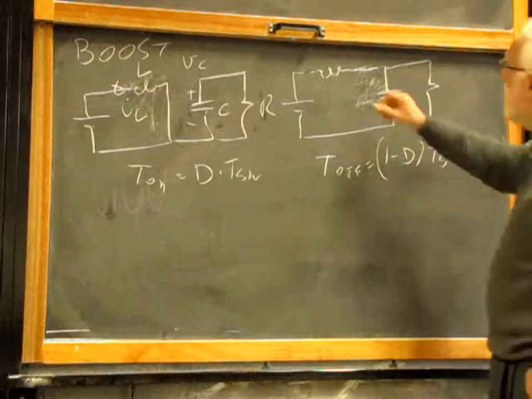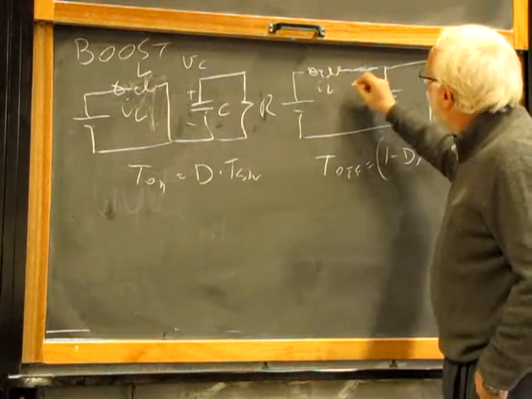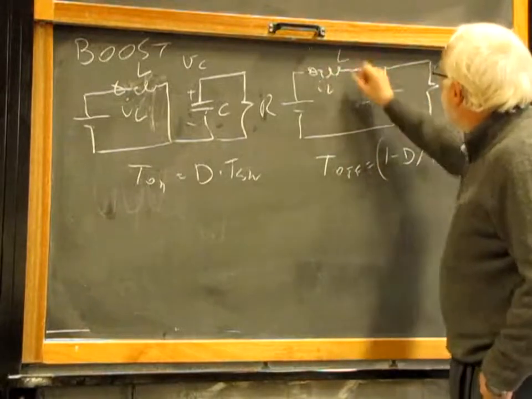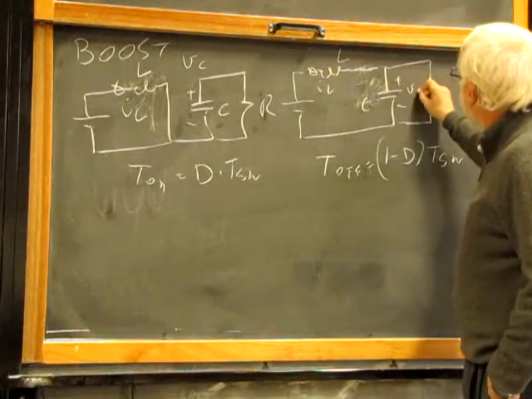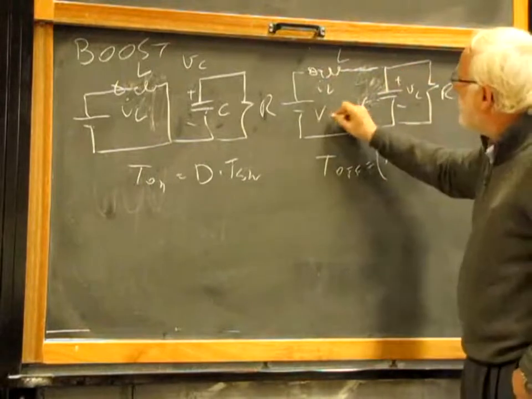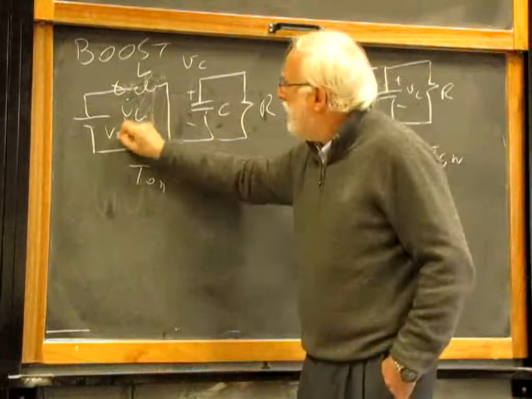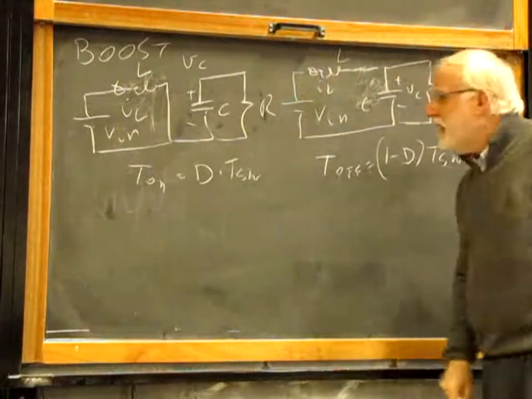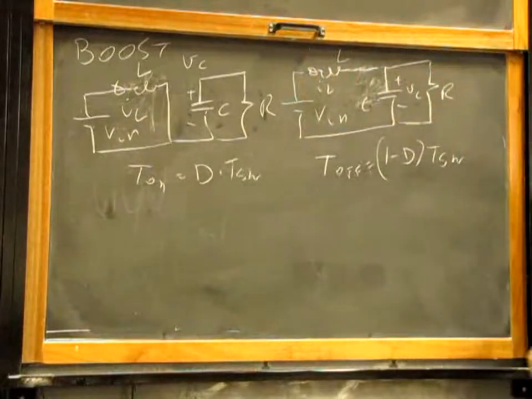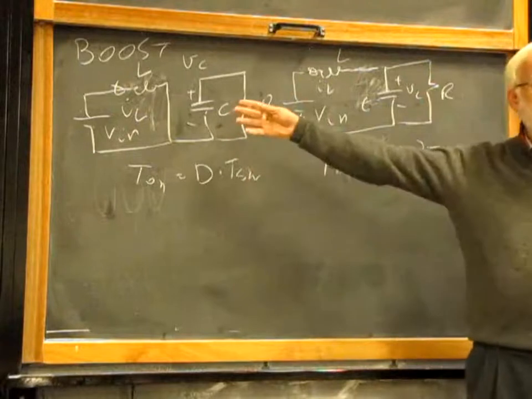And here the same story. IL, LC, Vc, R. Do you know a technique to write down quickly the state equations for these two circuits?